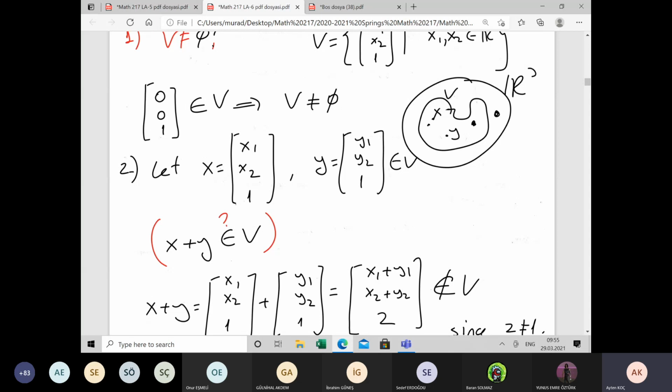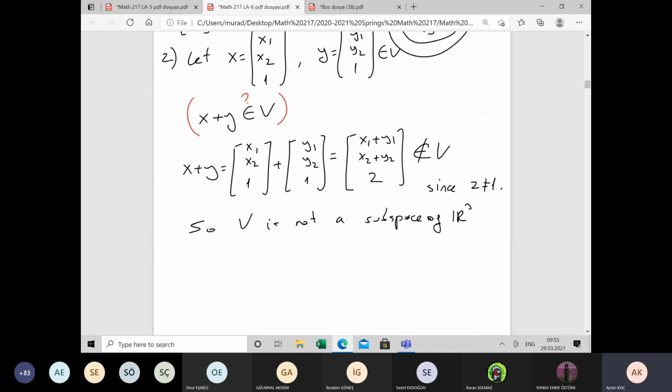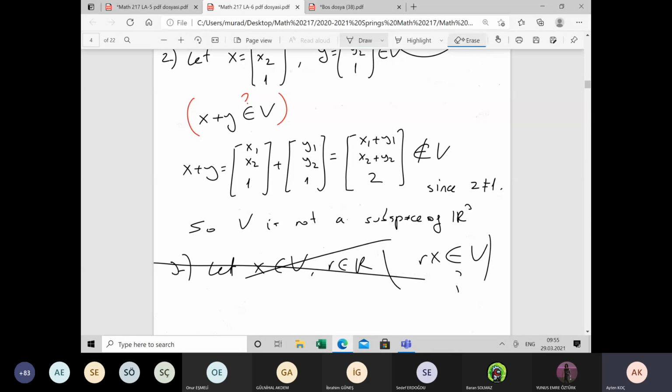It is enough to say that V is not a subspace. You don't have to check that for x in V and any real number r, r times x is in V or not. You don't have to check the last one. It is enough to see that V is not a subspace because it does not satisfy the second condition. Any question?